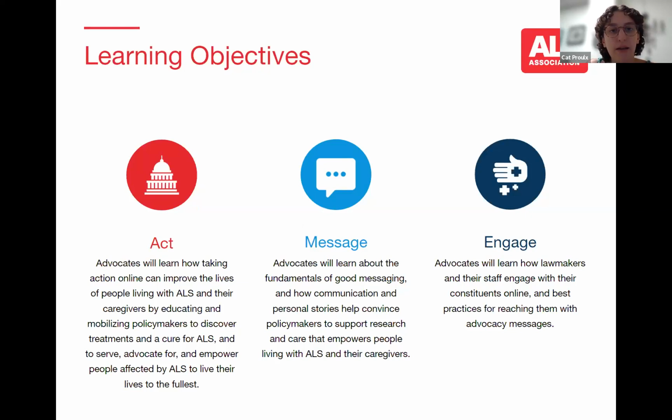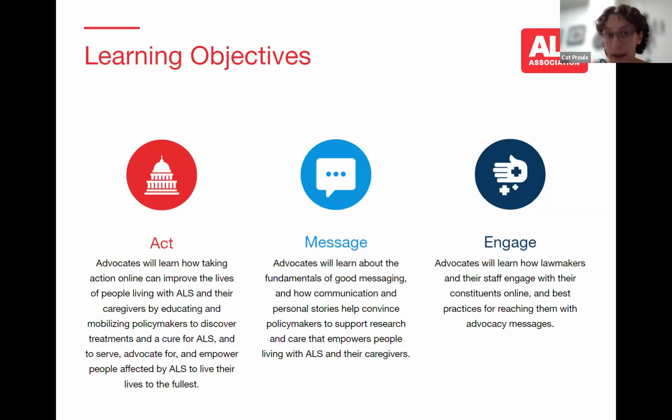So we have 3 main learning objectives today. Our first one is we're going to learn how taking action online can have an impact for people living with ALS and their caregivers. The advocacy work that you do can have a major impact on lawmakers. And by sharing your experience about ALS with them, you are mobilizing policymakers to fund ALS research and consider the needs of those living with ALS and their caregivers. So that's our ACT portion today.